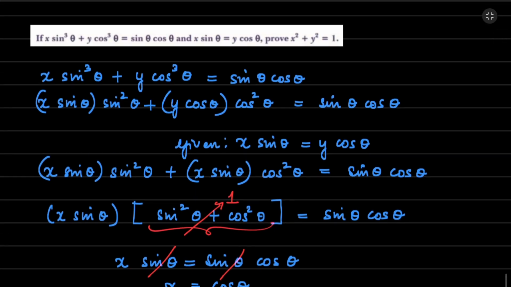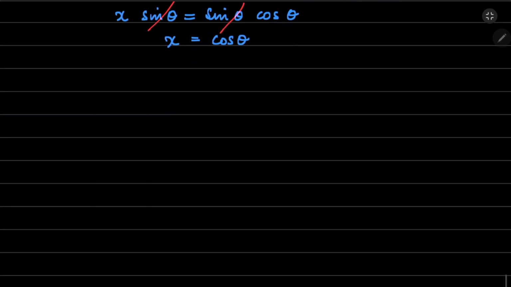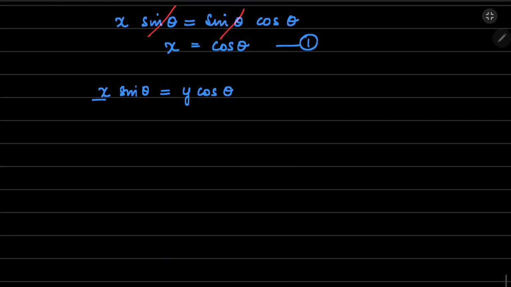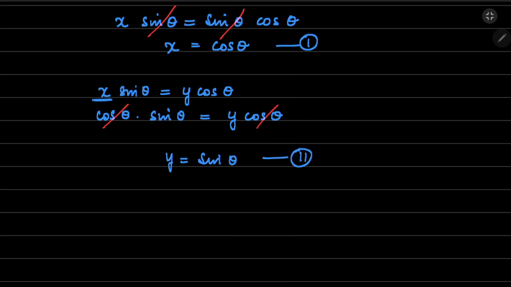Now, what are we given? We are given x sine theta equal to y cos theta. Let's write that. We have x sine theta is equal to y cos theta, right? So let x equal to cos theta be equation 1. In place of x, I am going to write cos theta. So cos theta multiplied by sine theta is equal to y cos theta, right? Here cos theta and cos theta will get cancelled. So what do we get? y is equal to sine theta. Let this be equation 2.